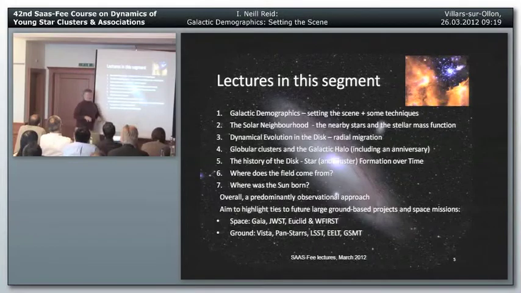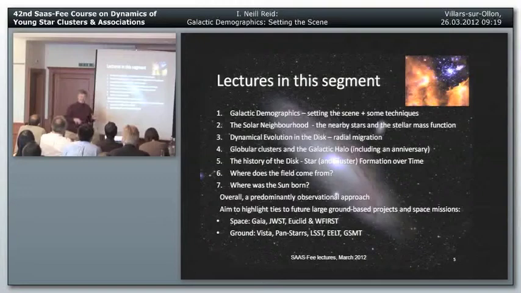The solar neighborhood is the subject of the next lecture. Talking there about the nearby stars and the initial mass function. I've tried not to talk too much about the initial mass function because that's what I really like, but there's something in there about it. Third lecture is about dynamical evolution, radial migration, something I didn't know much about, and I still don't know that much about, but it's a very interesting topic.